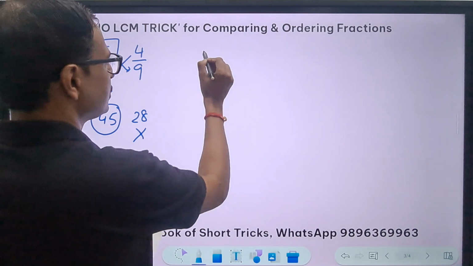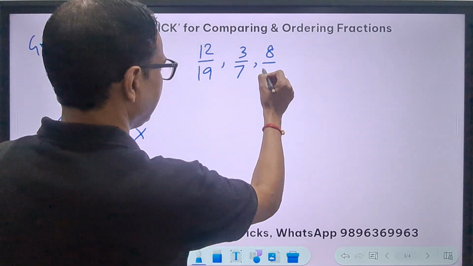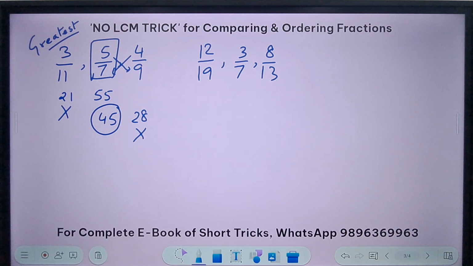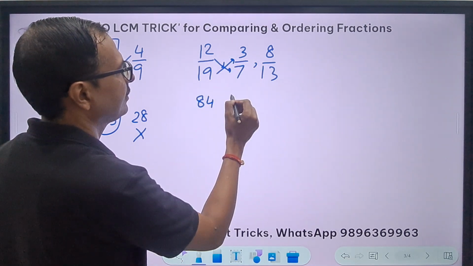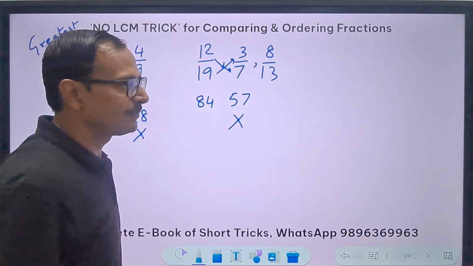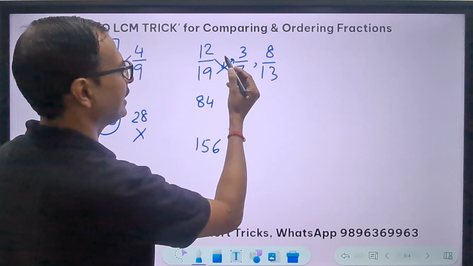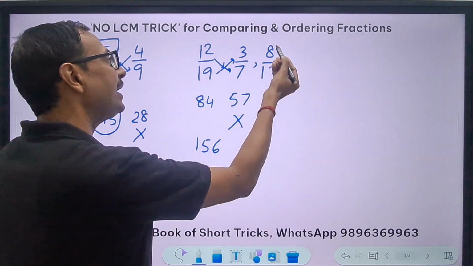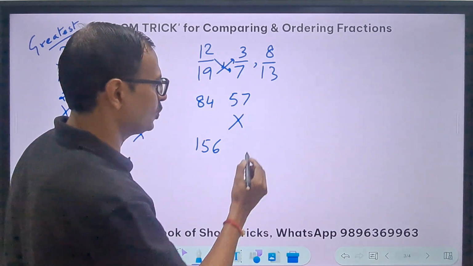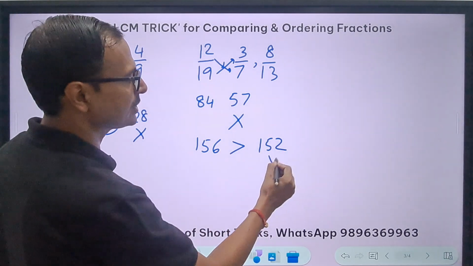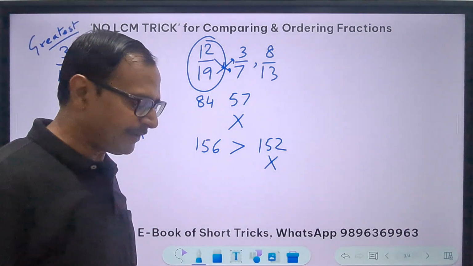Likewise, we can have more examples. Suppose you have 12 upon 19, 3 upon 7 and 8 upon 13. We want to compare these three and find the greatest one. So 12 sevens are 84, 19 threes are 57, eliminated because we are finding the greatest. Now the first and the last one: 12 into 13 is 156, 19 into 8. If you know the table, it is good. Otherwise you can do 8 into 19, that will be easier. 8 times 20 is 160, right? And minus 8 is 152. So 152 here, and 156 is greater, so this is eliminated, and 12 upon 19 happens to be the greatest fraction.